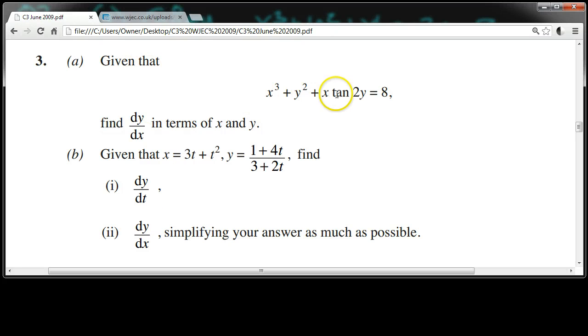Given that x cubed plus y squared plus x tan 2y equals 8, find dy/dx in terms of x and y. Given that x equals 3t plus t squared and y equals (1 plus 4t) over (3 plus 2t), find dy/dt and dy/dx, simplifying your answer as much as possible.